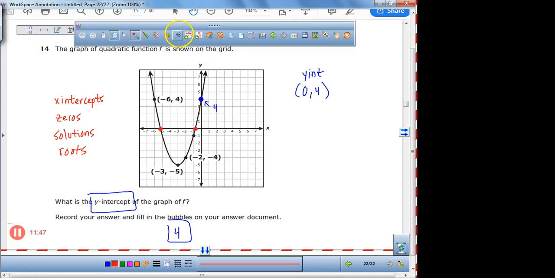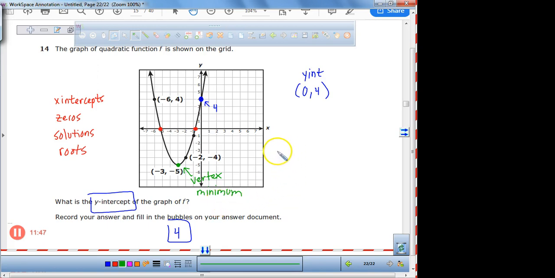Now, there's another thing you need to know about this parabola. This point right here, that's the lowest point. That is called the vertex of the parabola. And this vertex is also referred to as its minimum. Why is it called its minimum? Because it's its lowest point, okay?